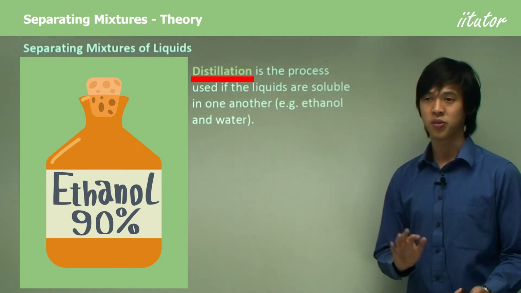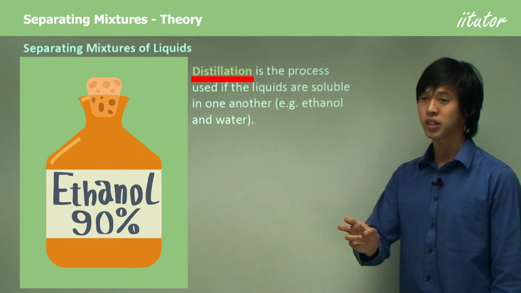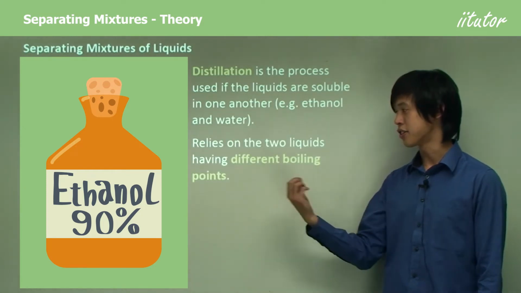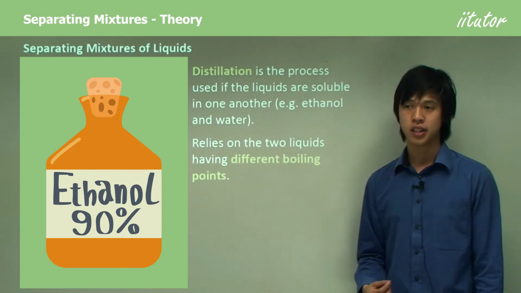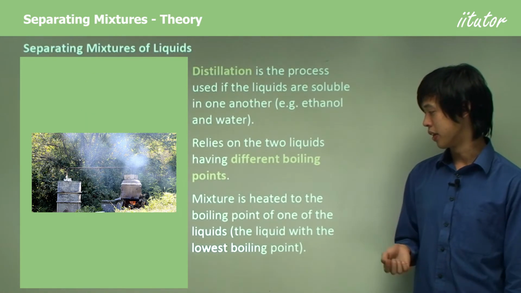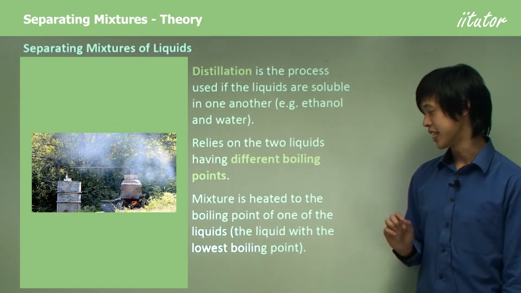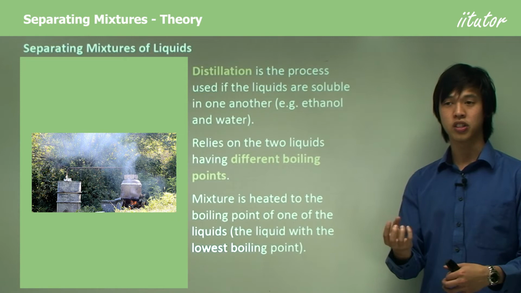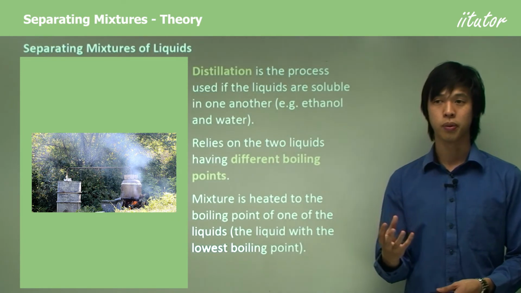This won't work very well if they don't dissolve in water, like oil and water. That won't work so well. Similar to the evaporation concept, it relies on the two liquids having different boiling points. So one boils faster than the other, essentially. So we heat the mixture to the boiling point of one of the liquids, and that's the liquid with the lowest boiling point. So we heat the mixture to the temperature at which the chemical that boils at the lowest boiling point will start to boil.